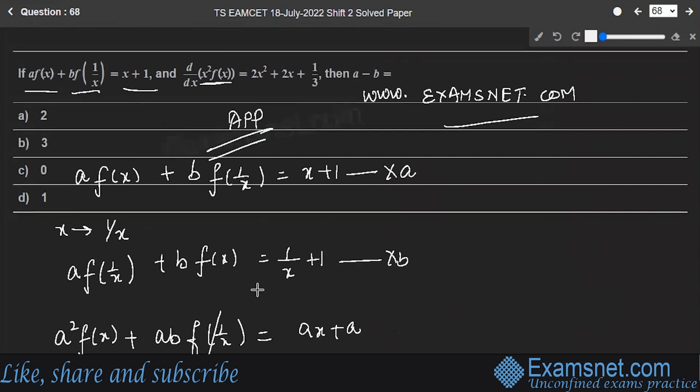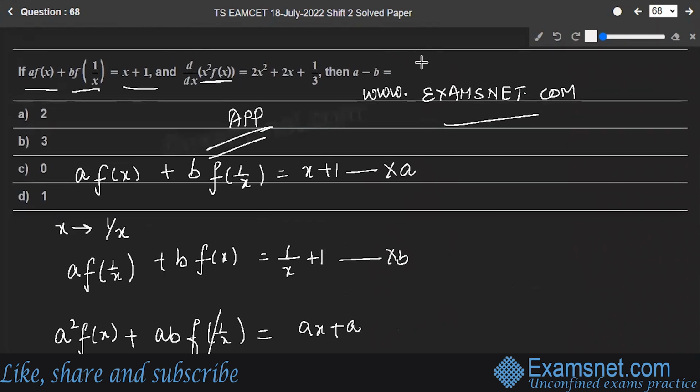What we had to find out in the question, A minus B. A's value was 2 and B was minus 1. That means 3 is the answer. So we have option B as the answer to the question. Right? Let's move to the next question.